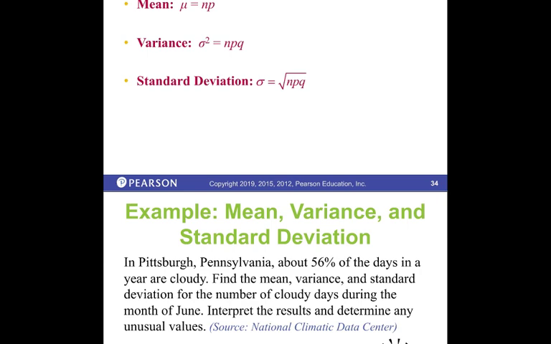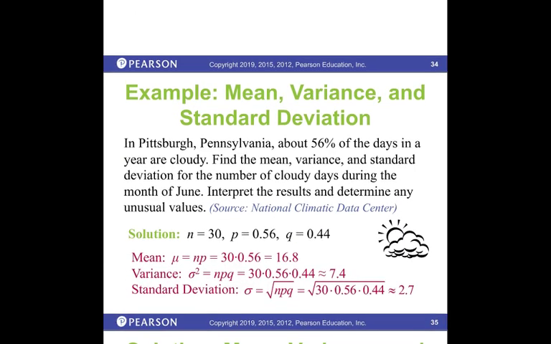So I'm just going to use what's already typed here. So our n is 30. The month of June, right? June has 30 days in it. The probability of it being cloudy is 56%, and the probability of it not being cloudy is 44%. So we just said for the binomial distribution, the average is going to be n times p. So basically this times this, we get this. The variance is going to be n times p times q. So npq, and we get this. And the standard deviation is 2.7.